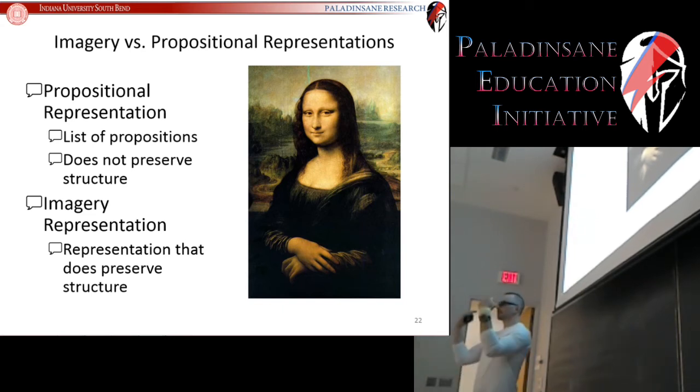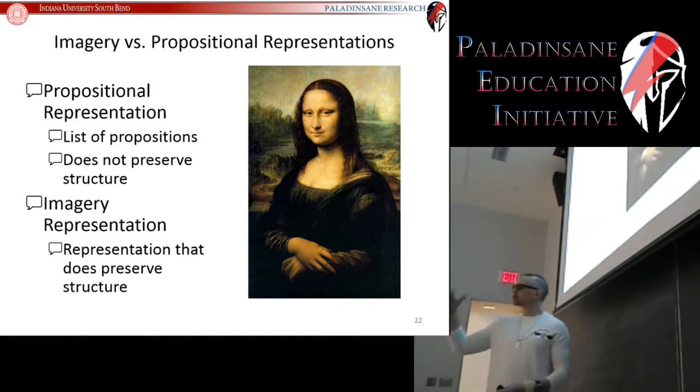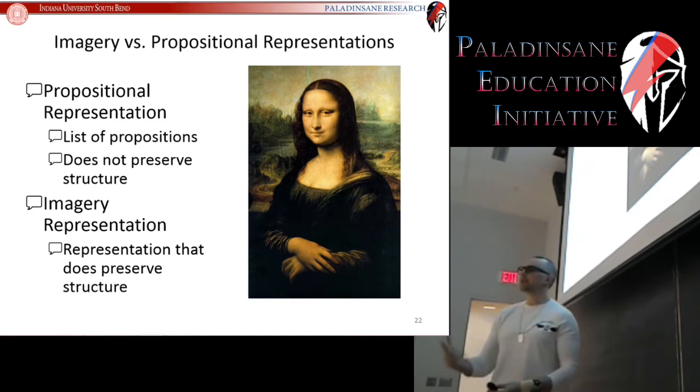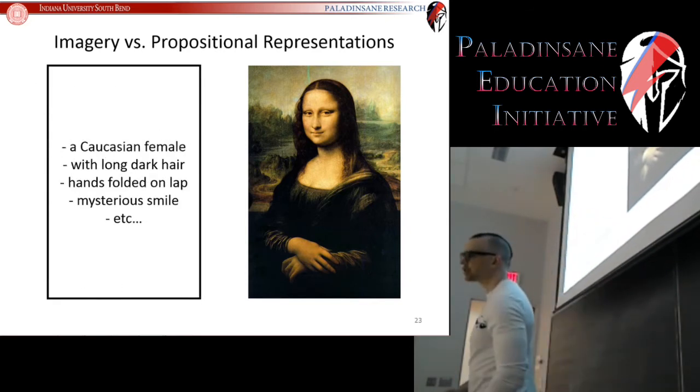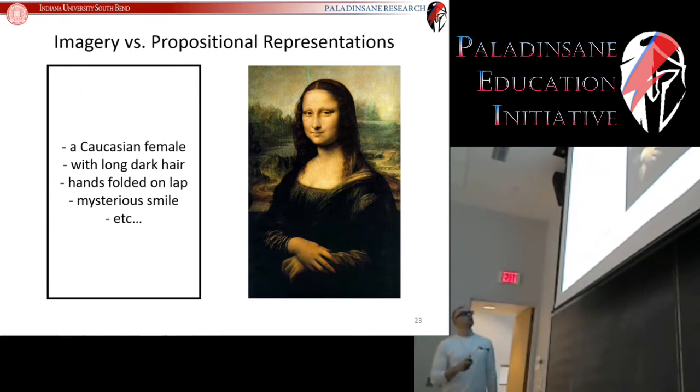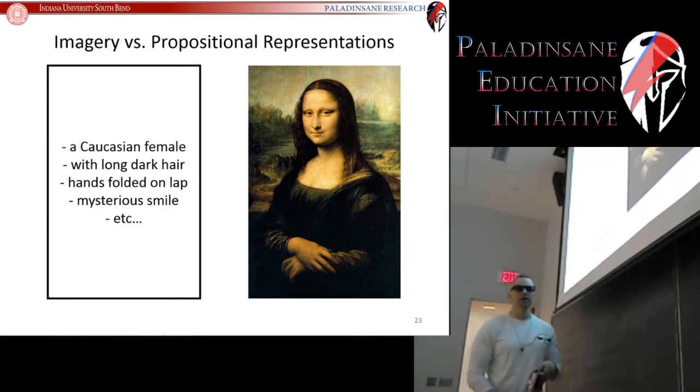The real Mona Lisa had a face above her shoulders in the real world. This representation has a face above the shoulders in the representation. So structure that is in the real world is maintained in the representation. Your representation is shaped like the external reality that it is trying to represent. So we have this idea of two types of representation. We have the propositional representation, the imagery representation, both representing the same external reality, but in two very, very different ways.